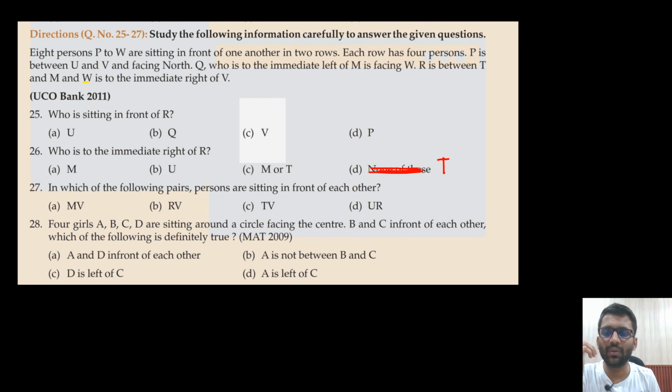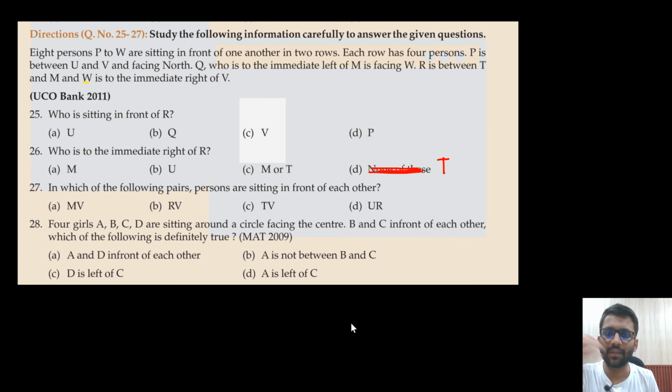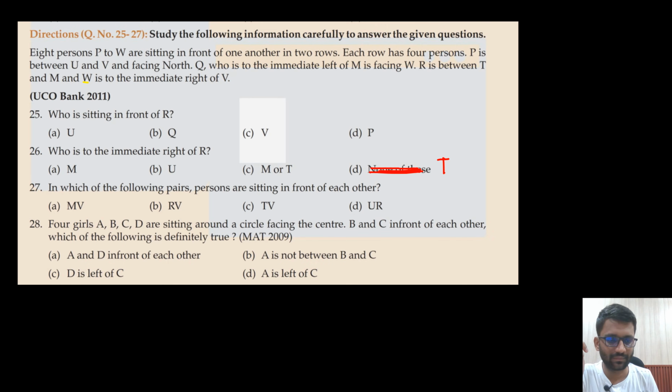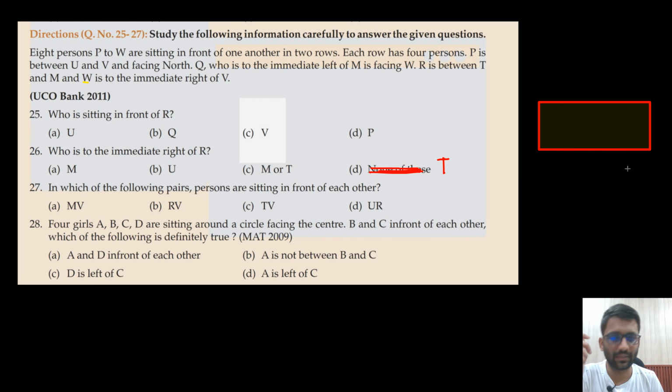8 persons, P to W, are sitting in front of one another in 2 rows. There are two rows. For two rows, I can make something like this. They're sitting in front of each other in two rows. Each row has 4 persons.